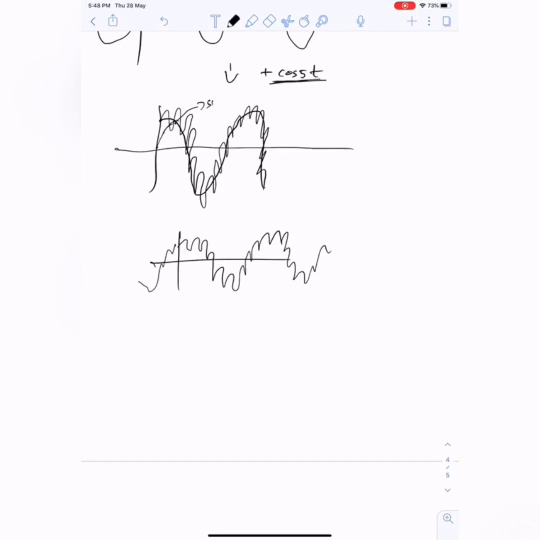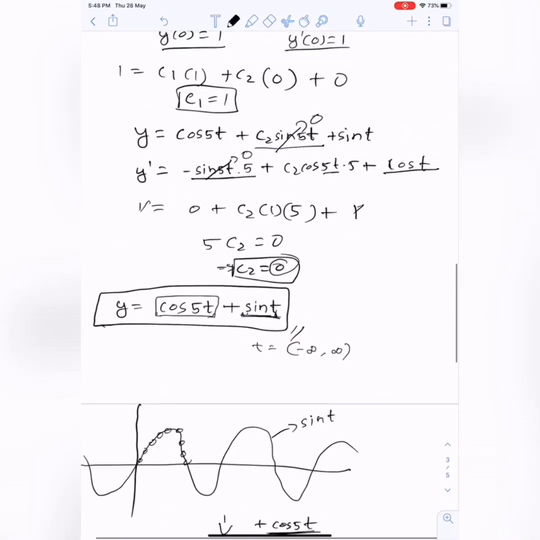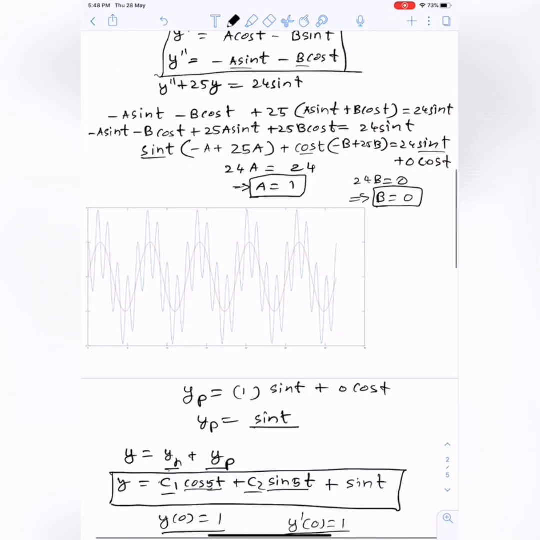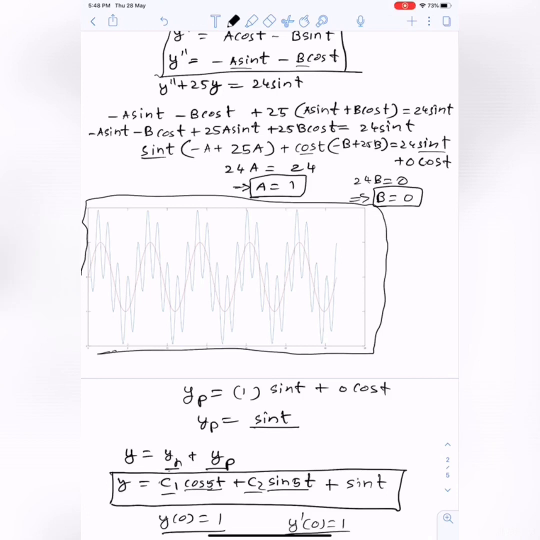It will extend on either side the same way. Okay, so that's what I've modeled on MATLAB, and this would be our solution. This would be the graph of the solution.